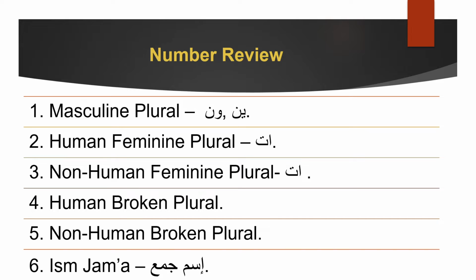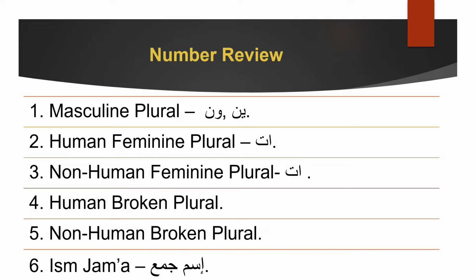Now let's review the numbers. First, we know that there are 3 kinds of numbers in Arabic. The first one is singular, the second one is dual, and the third one is plural. Singular and dual, we already know them. There is nothing detailed about this. It's just what we learned in the Muslim chart. It's un and in for singular and ani, aini for dual.